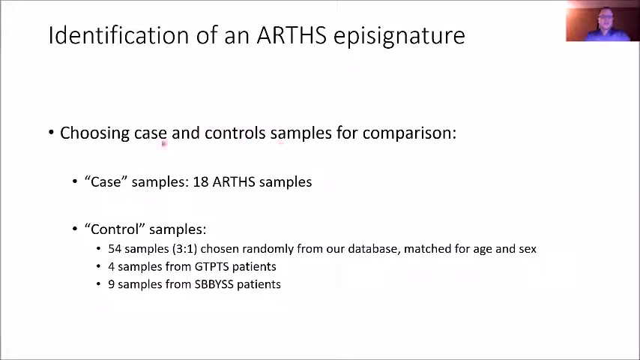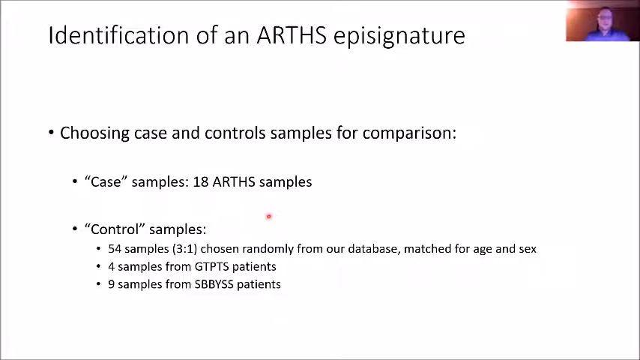So the first step is to choose the samples that we use that will be what we call our case and our control samples. So for ARTHS, our case samples are going to be our 18 ARTHS samples, and the control samples are going to be 54 samples chosen randomly from our database. And 54, because this is a 3-to-1 ratio. So for each ARTHS sample, we chose 3 controls. They're random, but they're also matched for age and sex so that we have a similar proportion of males and females and young and old patients in the cases and controls.